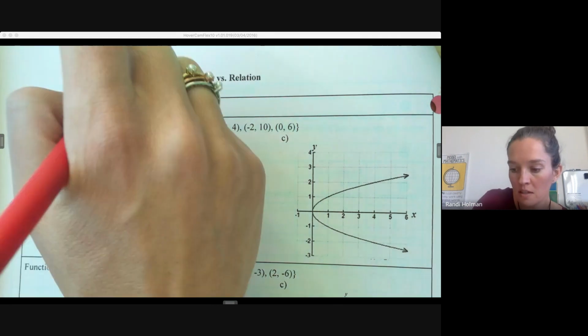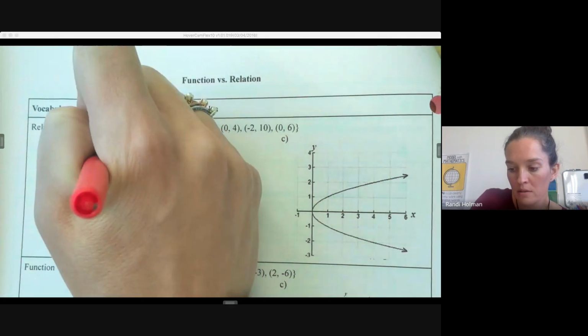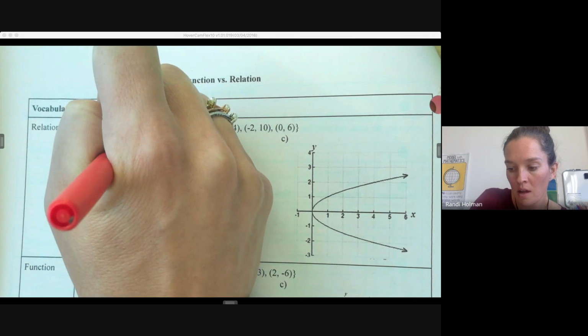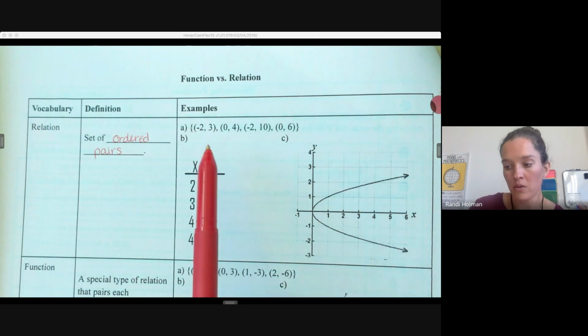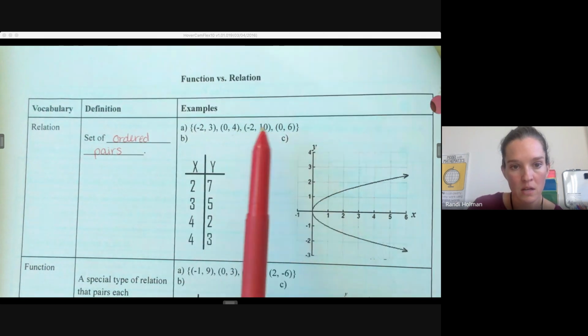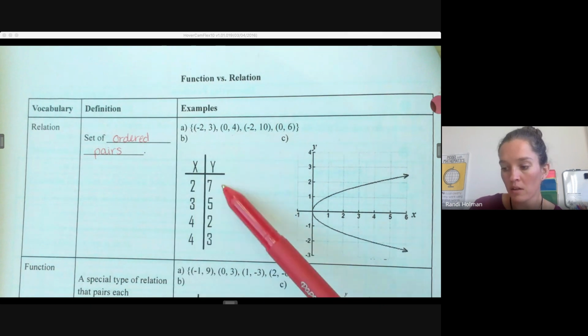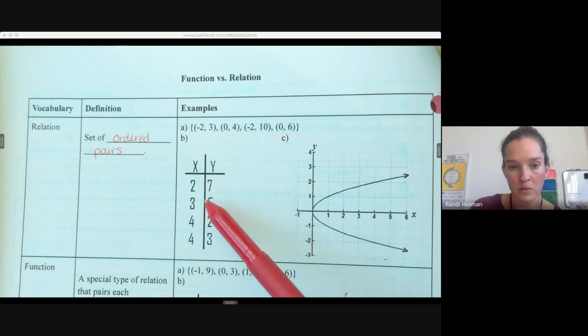A relation is just a set of ordered pairs. So that just means we have a set of values that are connected to some other value. So it could look like a set of points like this. These are just coordinate pairs, x, y values. It could look like a table. This tells us this x value goes with this y value.